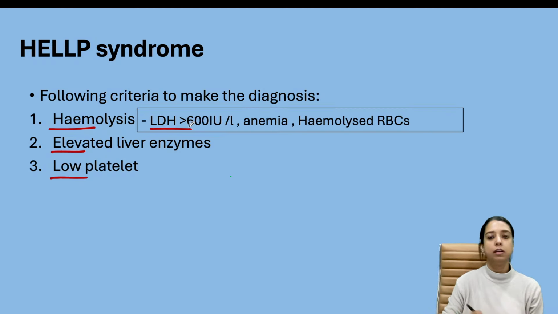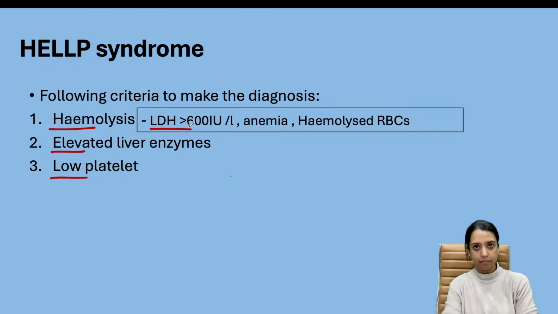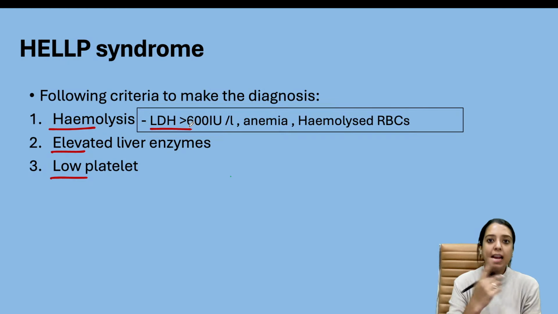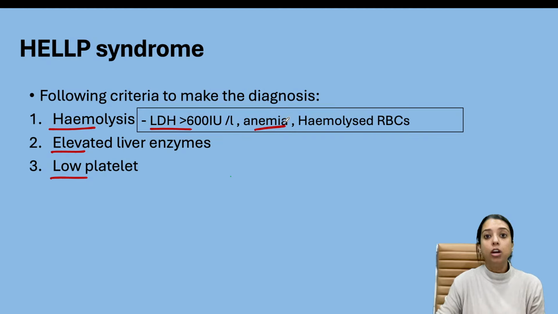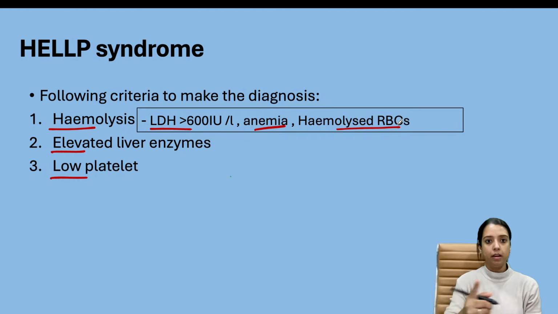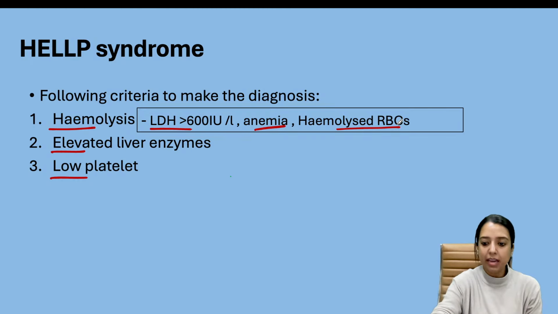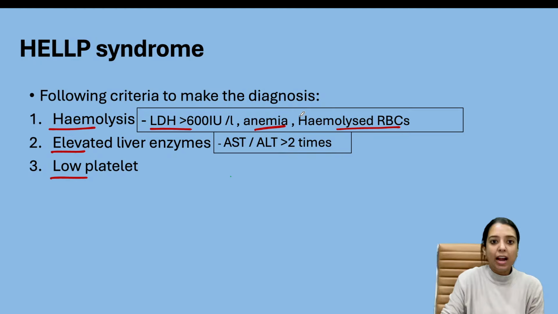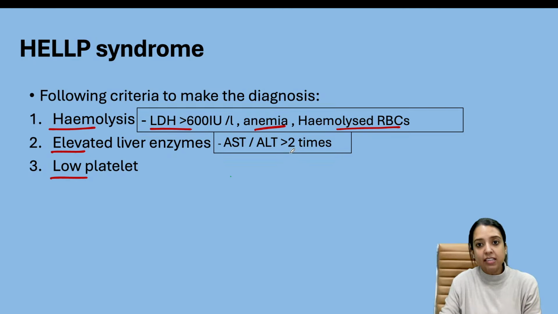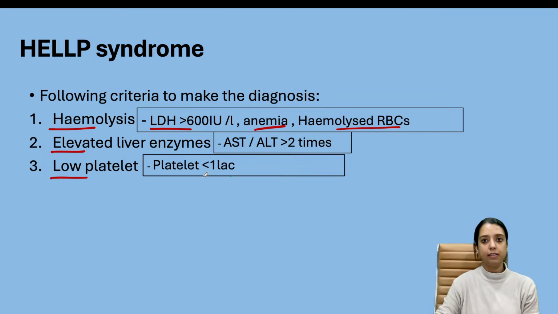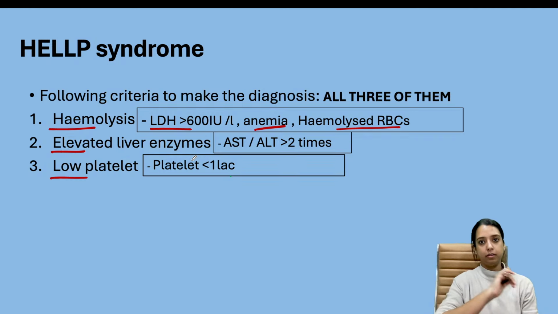High LDH. LDH is an RBC enzyme. It is there in the liver also, but high LDH indicates hemolysis. Or the question will give me anemia, or hemolyzed RBCs. It indicates hemolysis. For elevated liver enzyme, the question will give me AST, ALT. So high LDH doesn't indicate liver enzyme; high LDH indicates hemolysis, and high AST, ALT indicates liver enzyme. And low platelet, less than 1 lakh. When all of them are present, then it is HELLP syndrome.